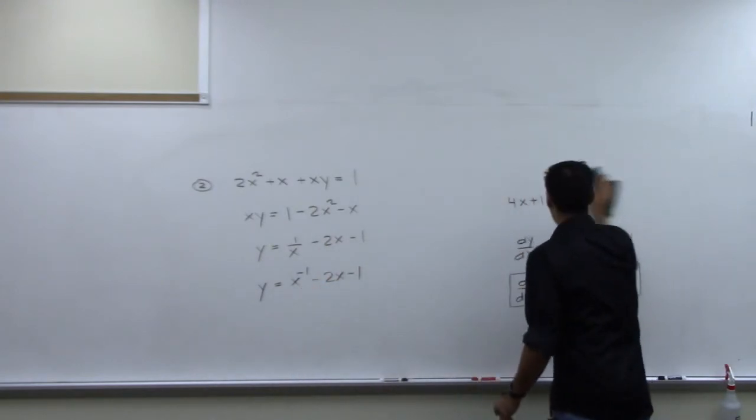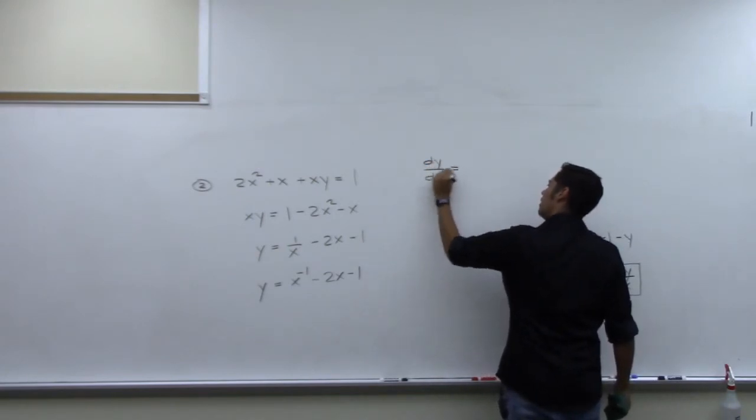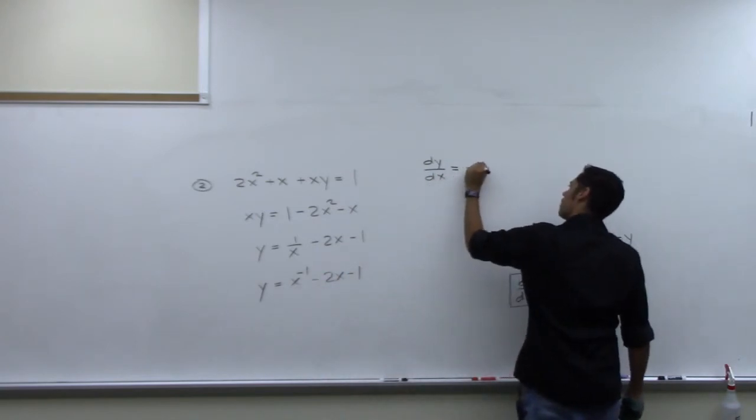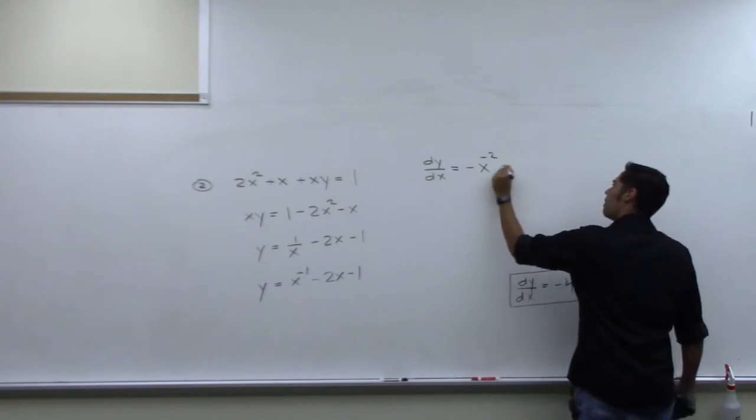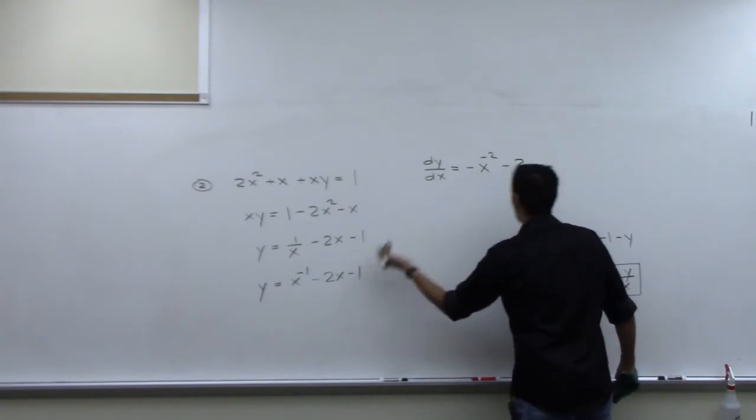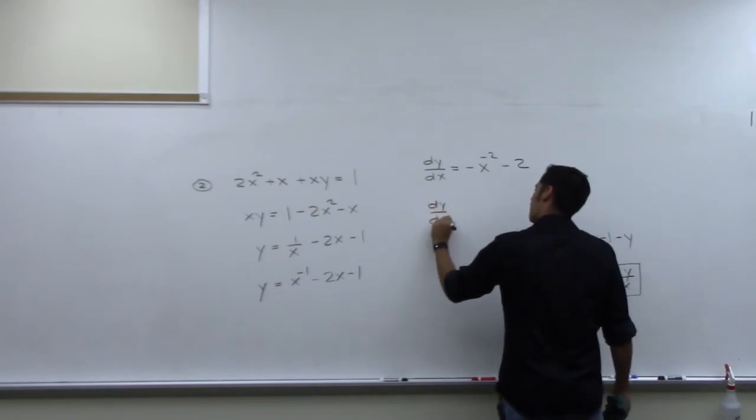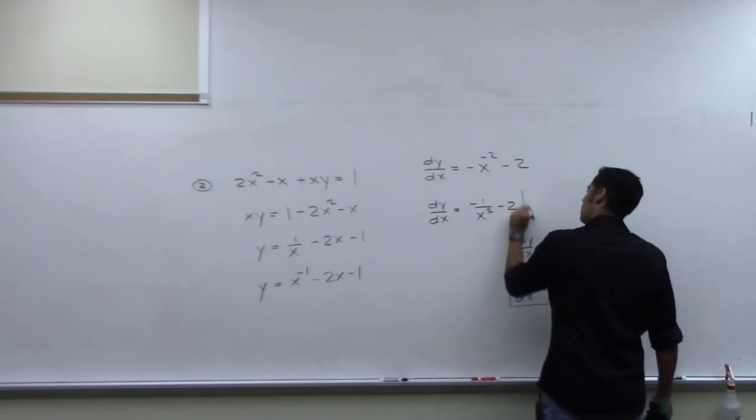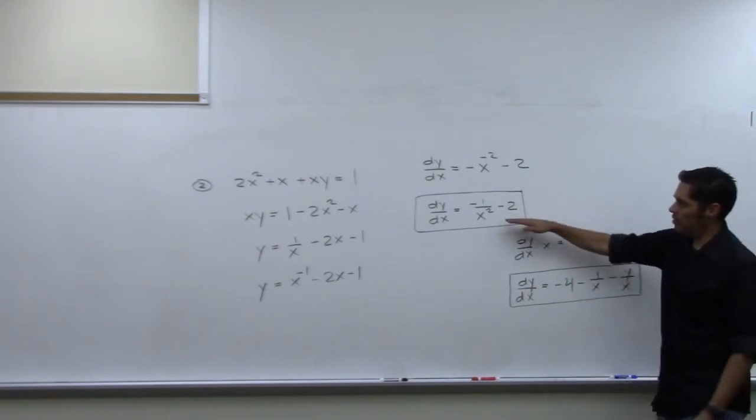And now I take the derivative. The derivative, y with respect to x, is, okay, power rule here, negative 1, or, yeah, I won't put the 1, x to the negative 2. And then the derivative of this is just minus 2. And then the derivative of negative 1 is 0. So there it is, which you could write as negative 1 over x squared minus 2. So there's our answer. Now, these two do not look the same.